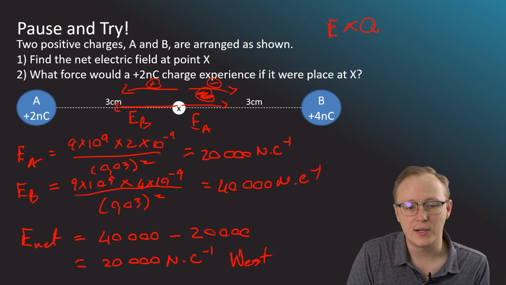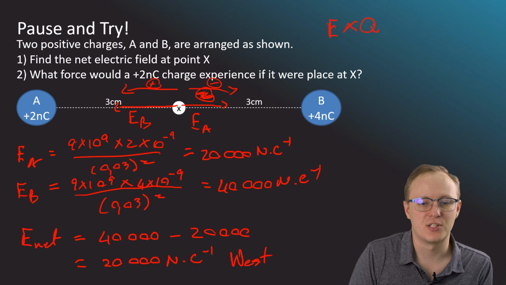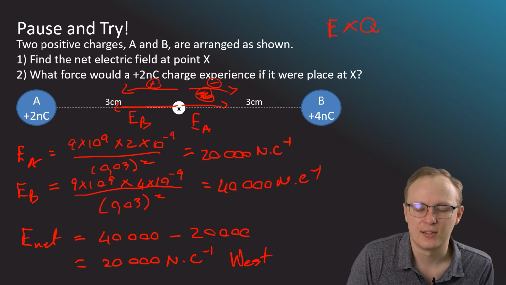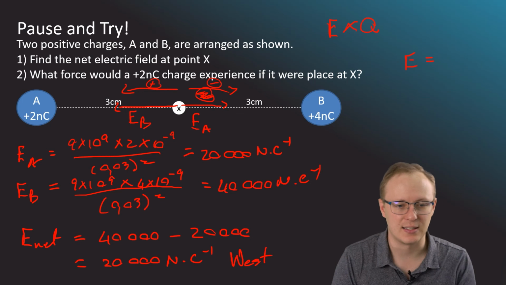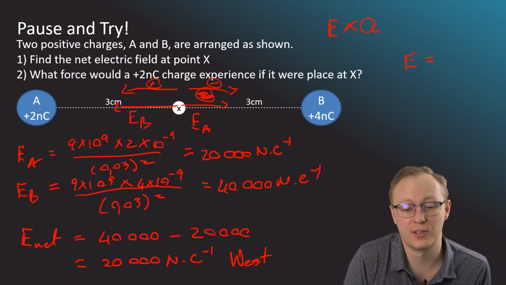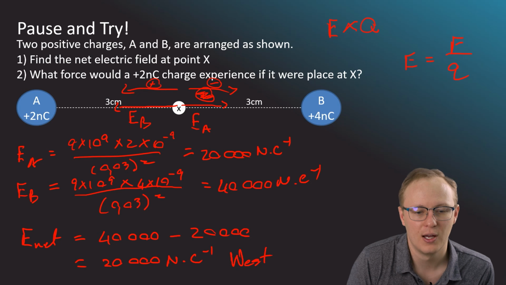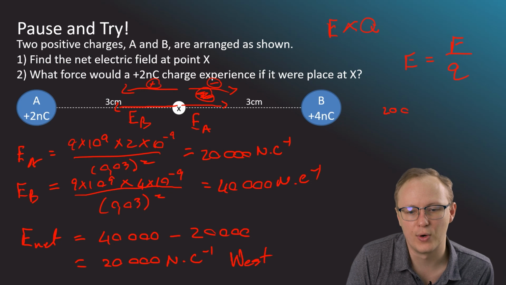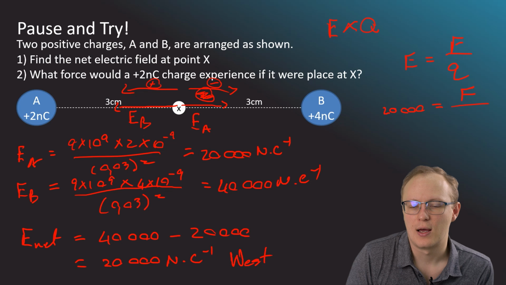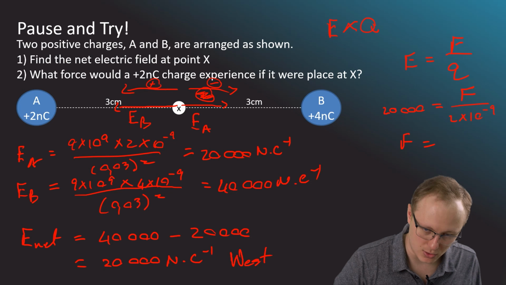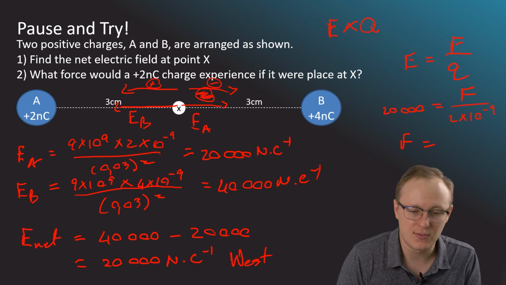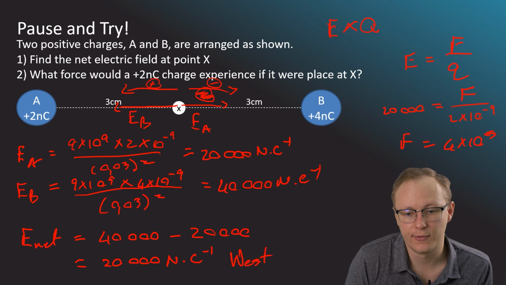And then for question 2, what force would a positive 2 nanocoulomb charge experience if it were placed at X? Right, now here we've got to use our at-a-point formula because we're given the charge that is experiencing the force at X. And fantastically, we know what the electric field is. So if we use this E equals F over Q, we now know that the net field is going to be 20,000. We know that the force is what we're trying to find, and we've got a positive 2 nanocoulomb charge, so this has to be 2 times 10 to the negative 9, which then gives us that F is going to be 20,000 times 2 times 10 to the negative 9, and I get that that's then 4 times 10 to the negative 5 newtons.